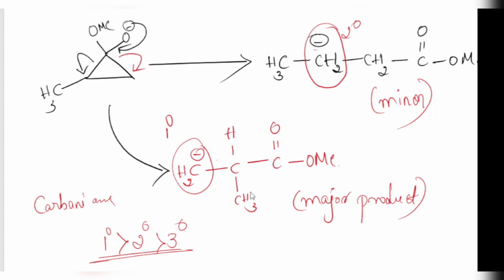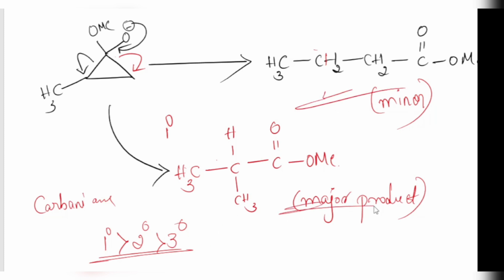Then we have to write the final product like this. The negative charge we will remove, and finally we will write it as, okay, here only I will just modify that. Here I will have to write CH3. Correct? This is the major product. Over here CH2, this one is the minor product.